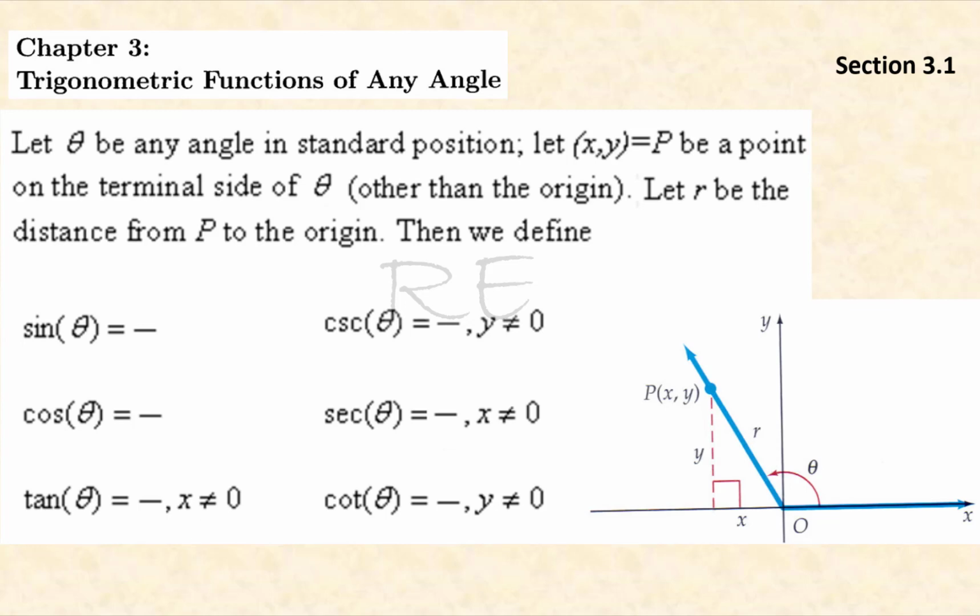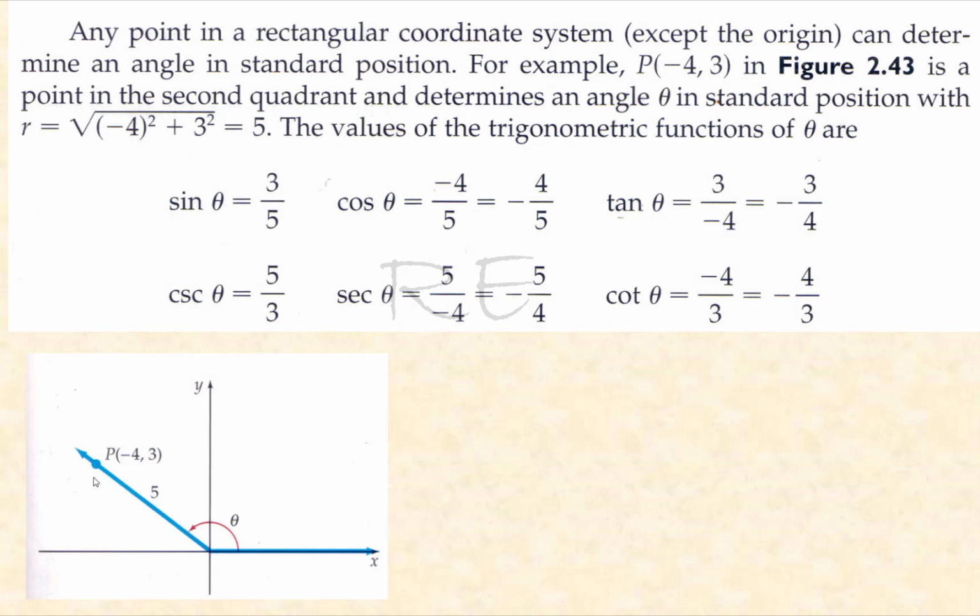Sine theta is therefore y over r, opposite over hypotenuse, and cosecant theta is r over y. Cosine theta is x, adjacent over hypotenuse, x over r, and secant is r over x, the reciprocal. Tangent is opposite y over adjacent x, and cotangent is x over y, the reciprocal.